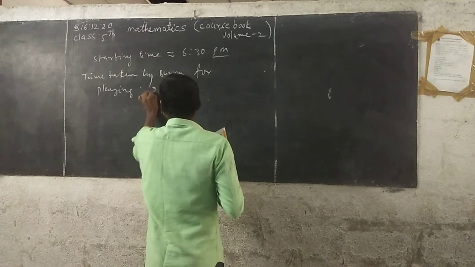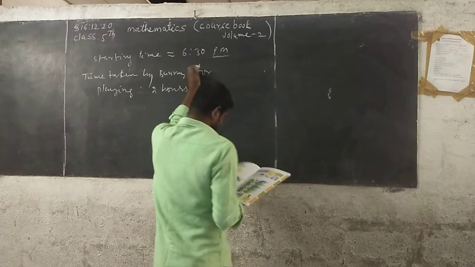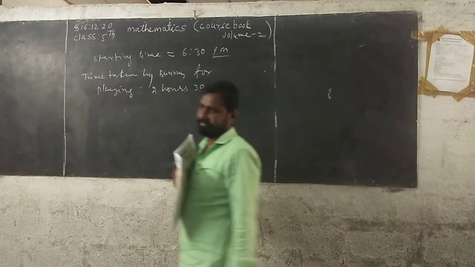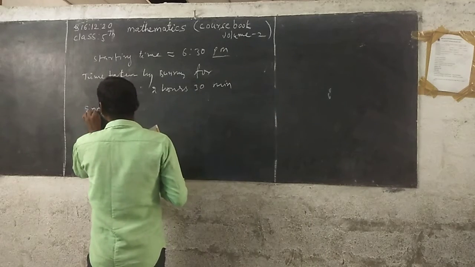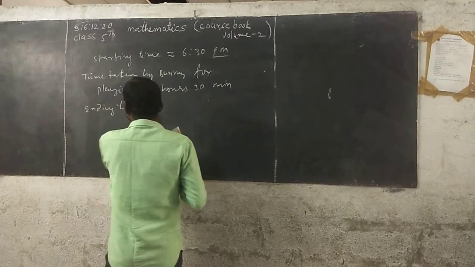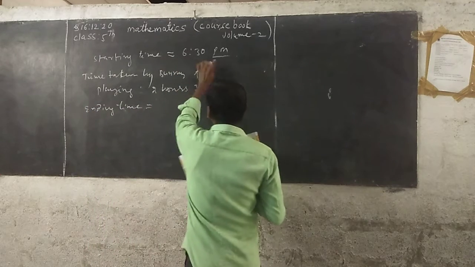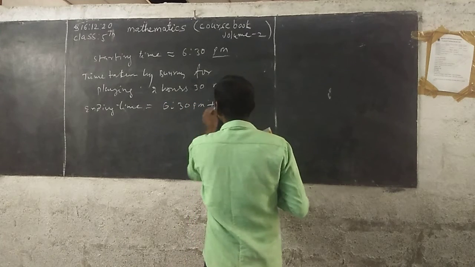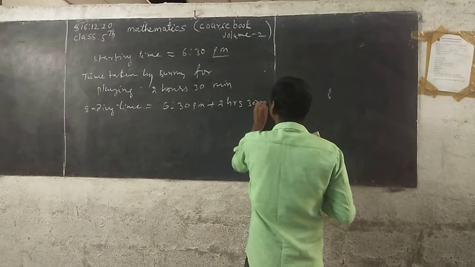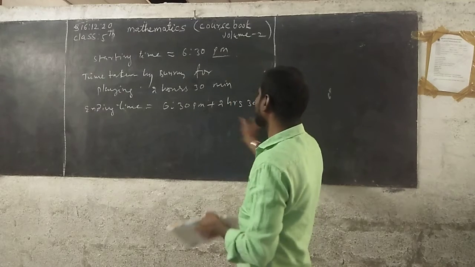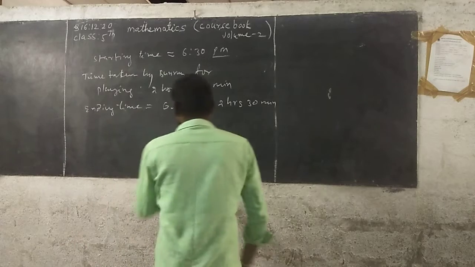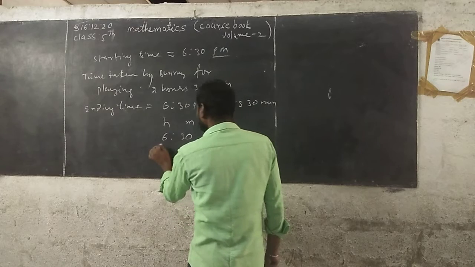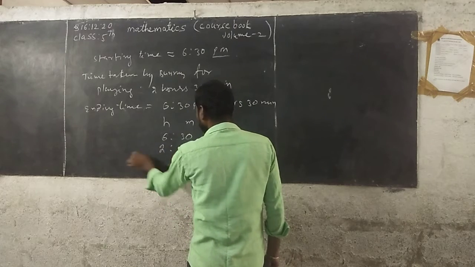See here, 2 hours 30 minutes later. Now you can find out the ending time. Ending time equals the start time, 6:30 p.m., plus 2 hours 30 minutes. 2 hours 30 minutes added to 6:30 p.m., you can get the ending time. See here, this is hours, this is minutes. 6 hours 30 minutes, 2 hours 30 minutes.